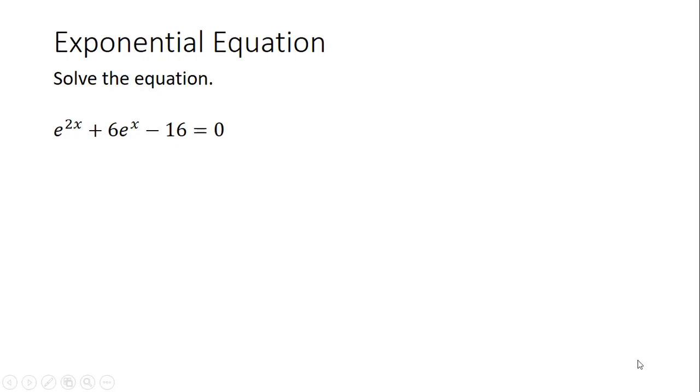In this video, I'll solve an exponential equation that is quadratic in form. We have the equation e to the 2x plus 6e to the x minus 16 equals 0. We could solve this by substitution by letting u equal e to the x. Therefore, u squared would be e to the 2x, or we can just solve by factoring.